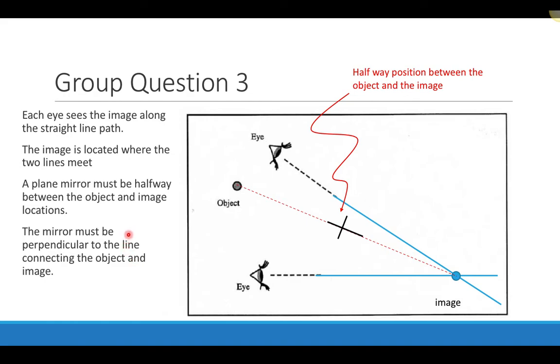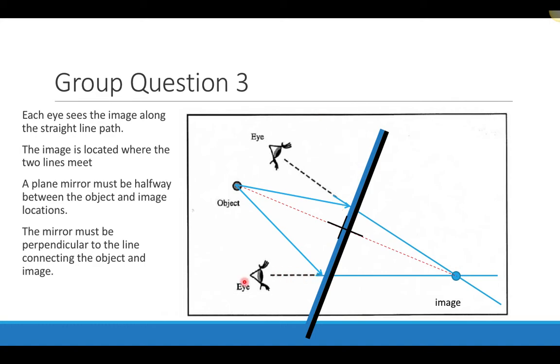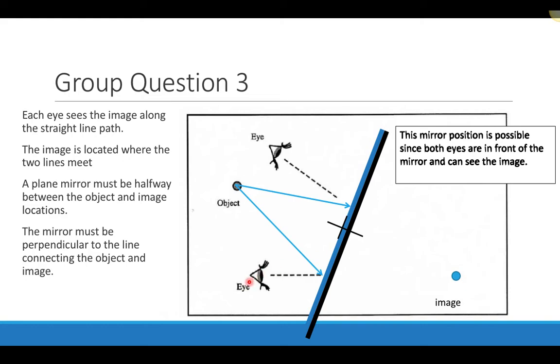The mirror has to be perpendicular to the line that's connecting the object and the image, right? And it has to be located at the halfway point. So I can now put my mirror in, and now my object is the same distance away from the mirror as the image is away from the mirror. And on top of that, if I imagine that rays of light are leaving the object, striking the surface, and reflecting off, then the law of reflection is valid.